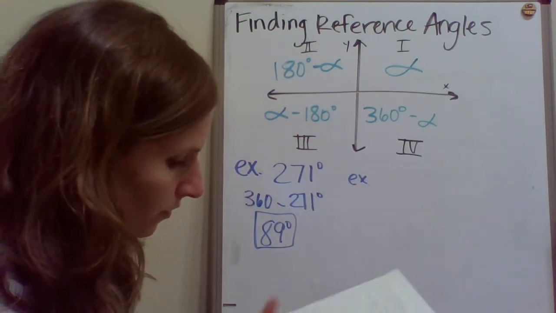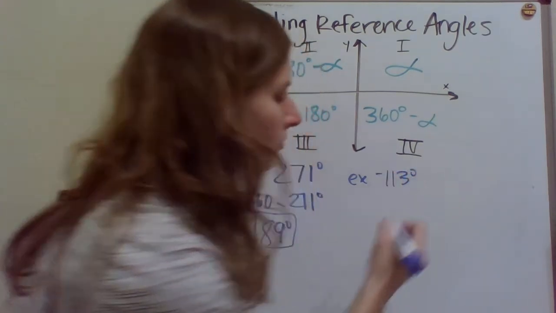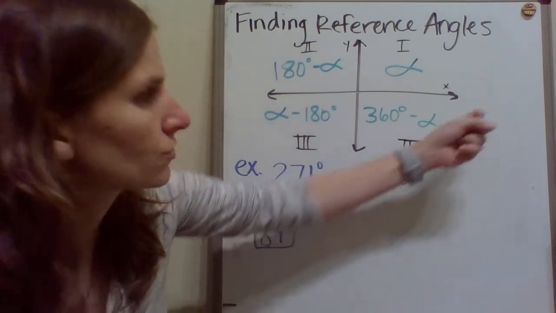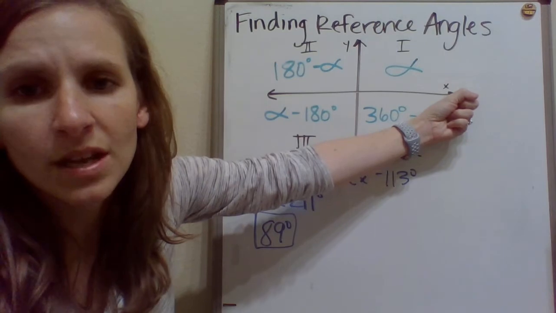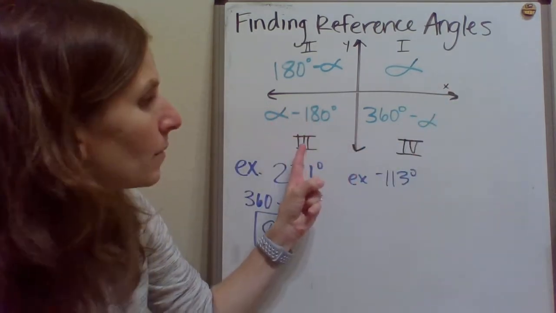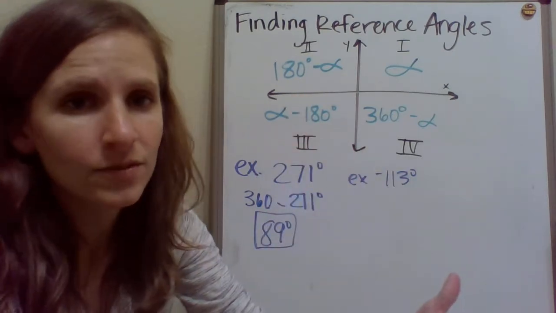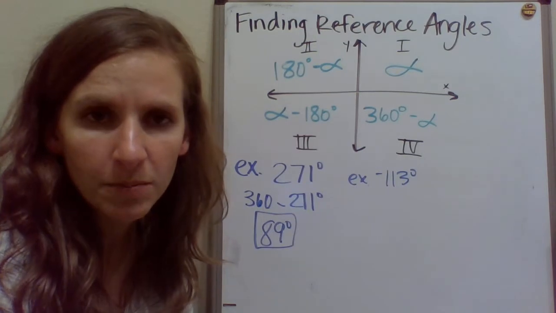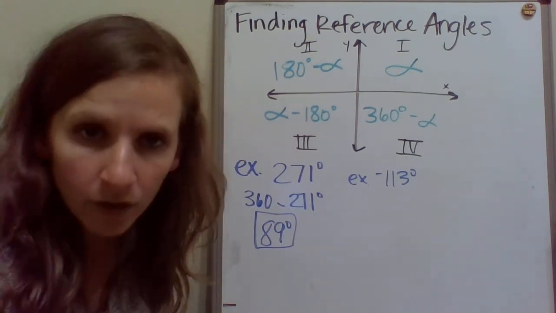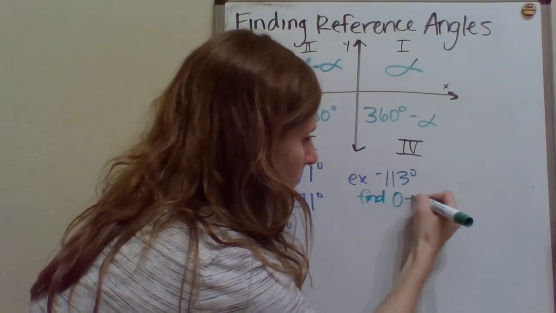If I ask you to find the reference angle for negative 113 degrees, remember what I said, this one's going to be a little bit of a challenge. Starting at standard position, negative 113, this will be negative 90, so it's going to be somewhere in the third quadrant. But then when you take negative 113 and subtract 180, I'm getting a really big negative number, which means my reference angle is not going to make much sense. So the first thing I want to do is find the coterminal angle between 0 and 360.